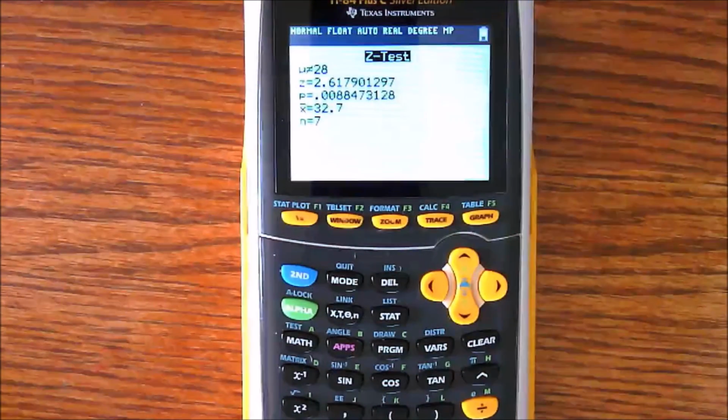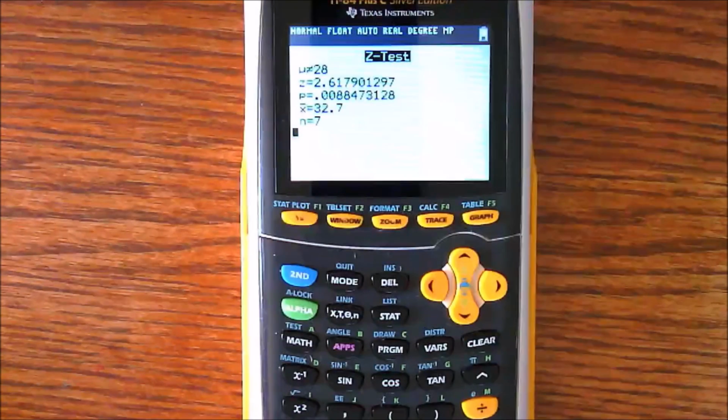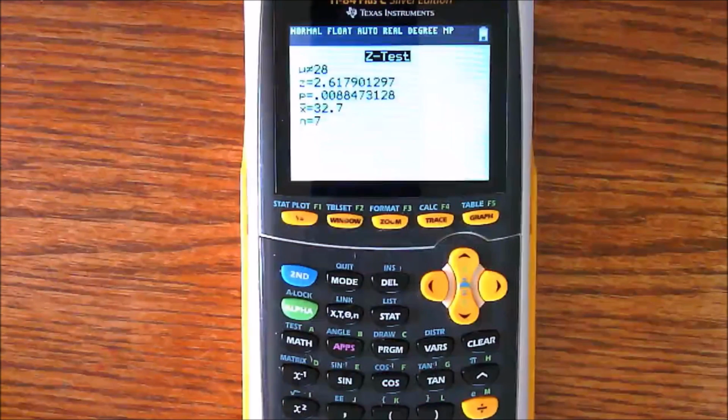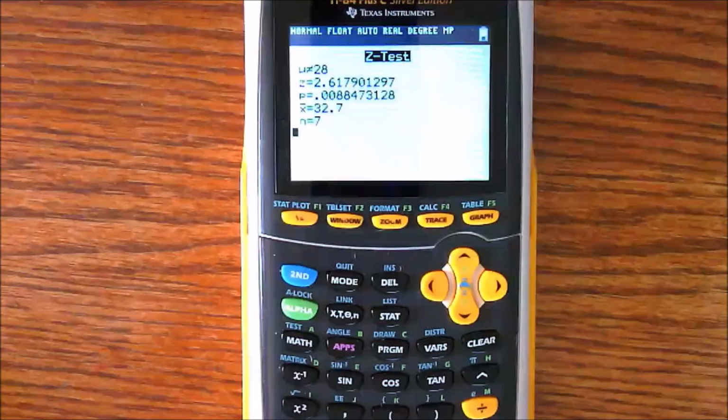Now, to kind of compare and contrast the Google Sheet to the calculator, I believe the calculator does two-tailed tests better. It basically just does it, boom, right there. Whereas on a Google Sheet, you have to double the p-value for a two-tailed test. So not too big of a deal, but one less thing to do, I guess.